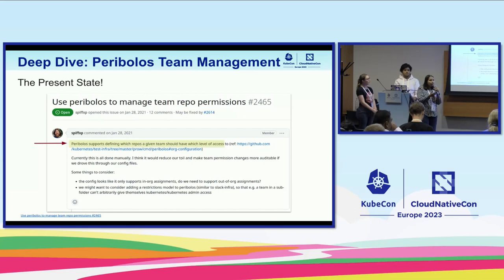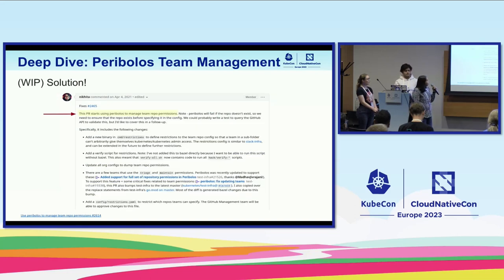So in the present state, we are already using Peribolos, but we are not using it for defining repo permissions under teams. There is an issue open for a while now, asking us to also automate that manual part, since Peribolos has that capability already. They are also asking us to propose a restriction model. So for example, if folks under a team have read access to, say, the Kubernetes repo, we do not want them to use their privileges to escalate anything. So we have a work in progress PR open that is going to implement that and start automating team repo permissions using Peribolos.